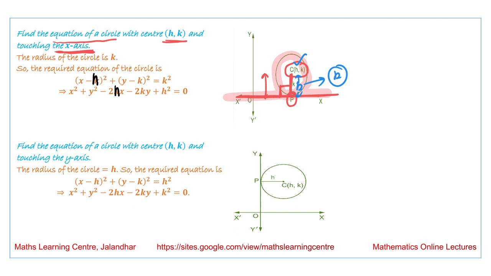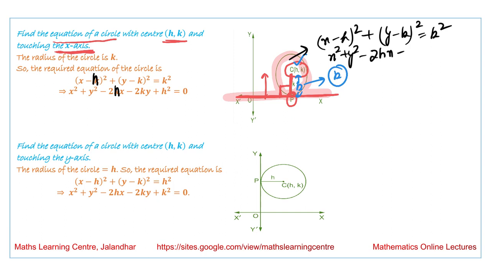So the equation of this circle will be (x − h)² + (y − k)² = k², and on simplifying this we will obtain x² + y² − 2hx − 2ky + h² = 0. So this is the equation of the circle which touches the x-axis.